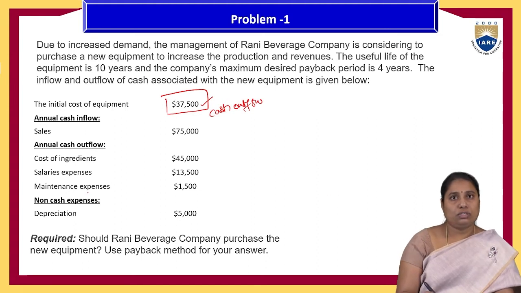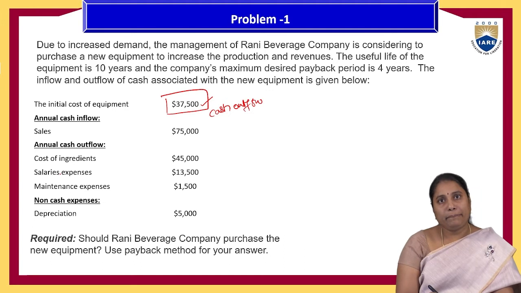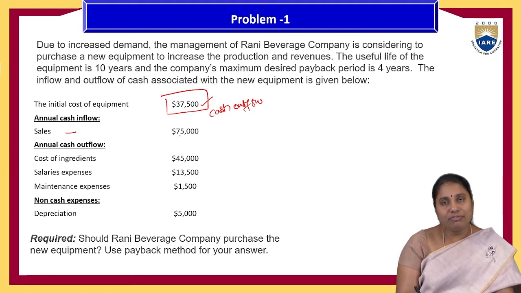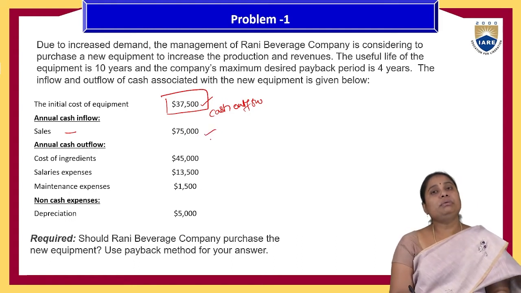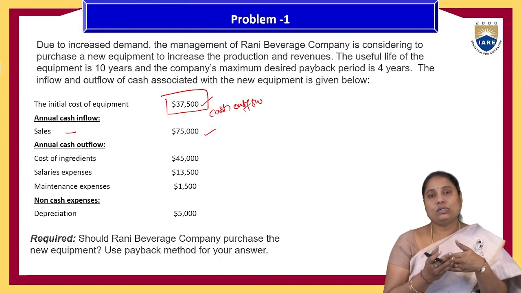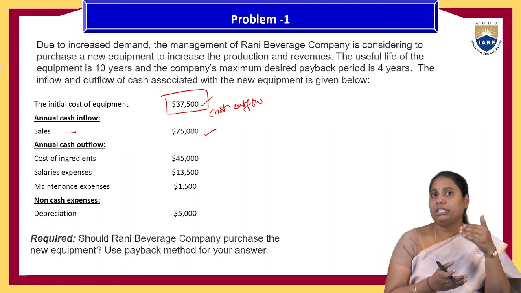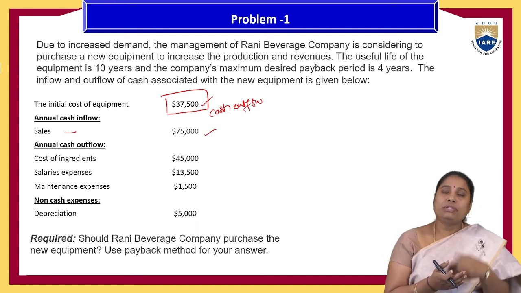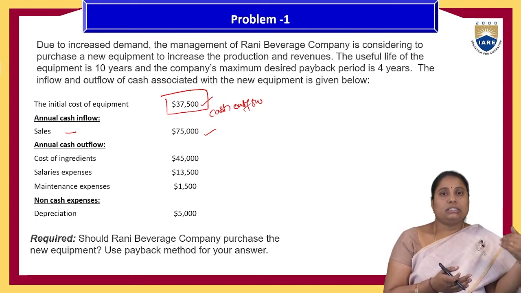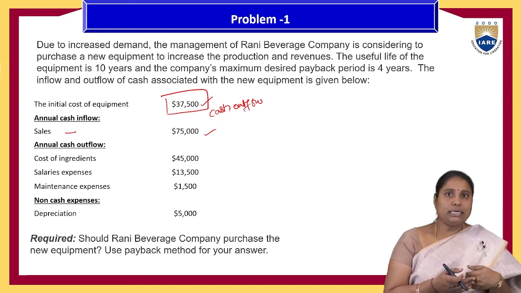Next, they have not given the cash inflows directly, but they have given us the sales information: $75,000 worth of sales. You can ask me, madam, can it be a cash inflow if the sales are there? See, all the sales is not profit to the organization. We need to deduct the expenditure. Then only it will be called the gains by the organization. Such gains only we have to take into consideration.